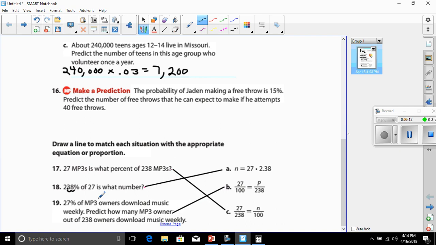27% of MP3 owners download music weekly. Predict how many MP3 owners out of 238. Look at that, 27% out of 238. 27% is always going to be out of 100, right? And then, predict how many MP3 owners out of 238. So this is 27 out of 100. We want to know how many out of 238, so we put that on the bottom and we cross multiply to get P. And that's how we set up our problems for finding the appropriate proportion.